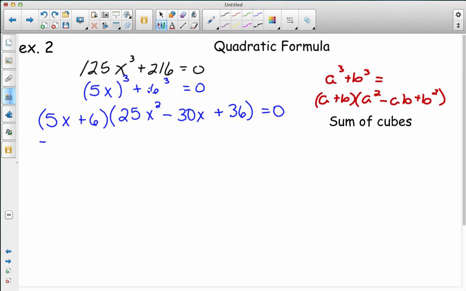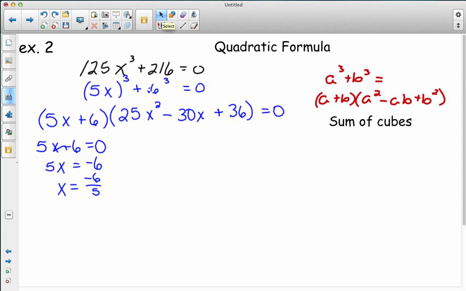So I have 5x plus 6 equals 0. When I rewrite this, I would get 5x equals negative 6 and divide by 5. So x equals negative 6 over 5. That's one of my factors, or one of my zeros. Now when I take my cubic and I use the quadratic formula to solve it, I'll find my other 2 zeros and then I'll have my 3 solutions. But what I need to do then is to remember what the quadratic formula says. So I'm going to take a look at that.